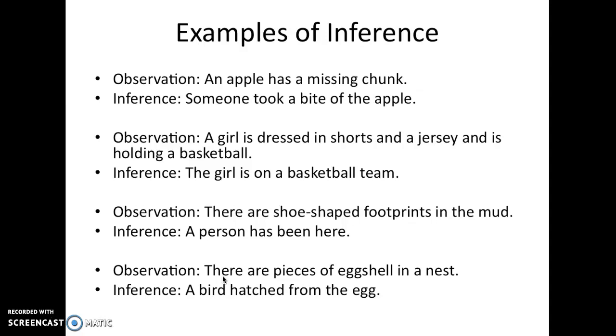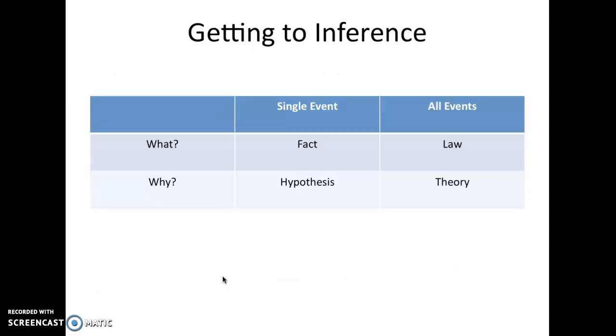If I see shoe-shaped footprints in the mud, I'm going to infer that a person has been there. If I'm out walking in the woods and I see hoof prints, I'm going to infer that it's probably a deer, even if I don't know my footprints that well. If I see pieces of eggshell in a nest, I may infer that a bird hatched from an egg. It's also possible that another bird came along and ate the egg, but my inclination might be to say that a bird hatched. I might infer either of those things based on other things that I observe. So I'm trying to draw conclusions, trying to explain why something has happened.